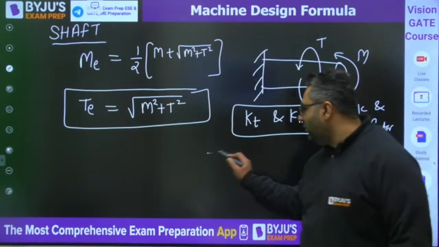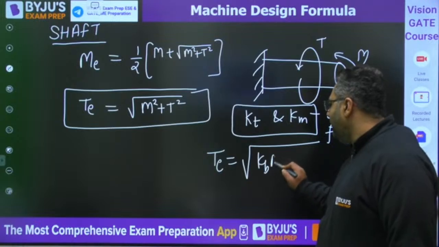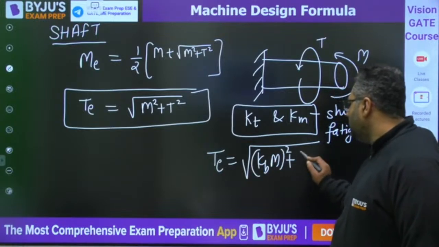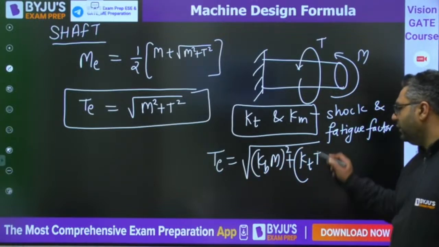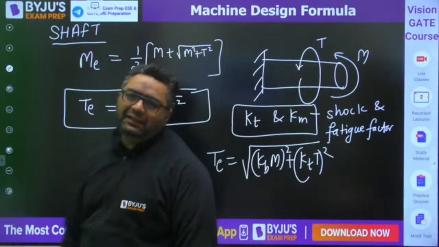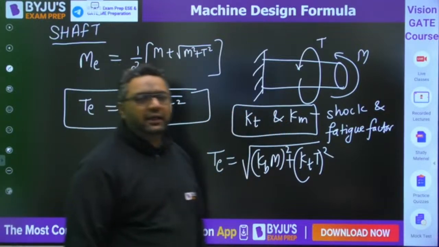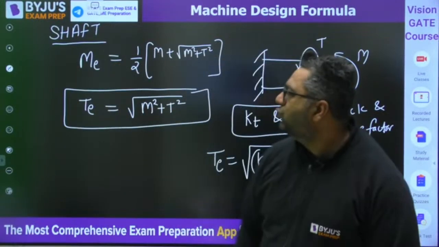So if you are given Km and KT as the shock and fatigue factors, in that case you can write the equivalent torque as equals to square root of (Km M) square plus (KT T) square. So if impact and shock factors are given, we will be multiplying Km with the M and KT with the T. Okay, so this is how we can do with the shaft.